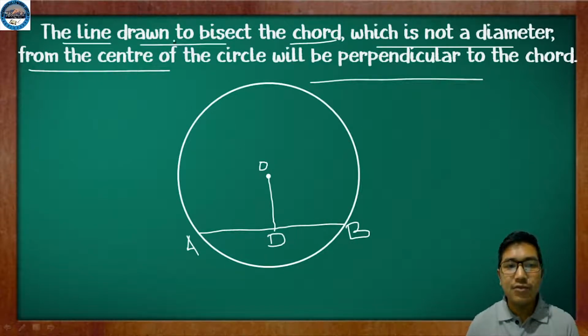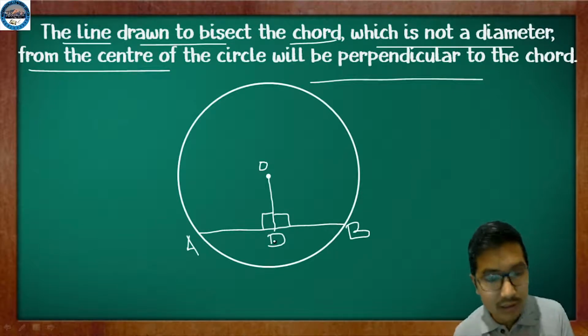Okay, a line drawn to bisect the chord which is not a diameter, obviously this AB is not a diameter, from the center of the circle, will be perpendicular to the chord. That means this angle here will be 90 and this angle here will be 90. So this will be perpendicular to the chord.